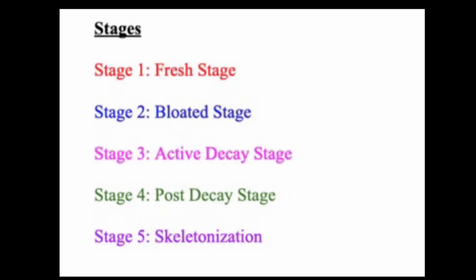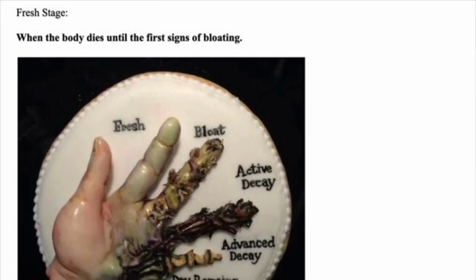So there are 5 stages to postmortem interval, and the first stage is the fresh stage. Then there's the bloated stage, and then there's active decay stage, post-decay stage, and then skeletonization. So the first stage is the fresh stage, and that's when the body dies until the signs of bloating. So until we see bloating, it's in the fresh stage. This is an example of a live animal that is in the fresh stage.